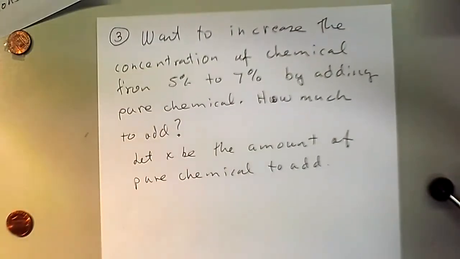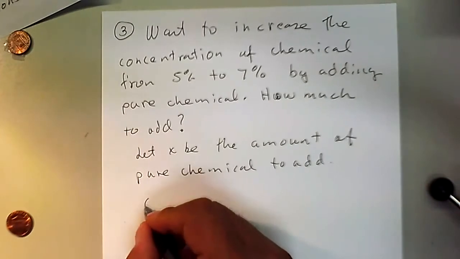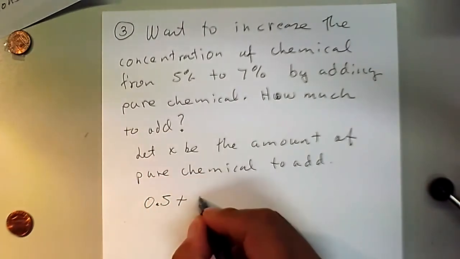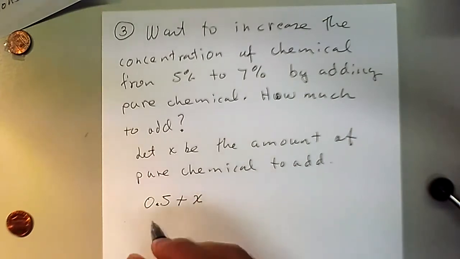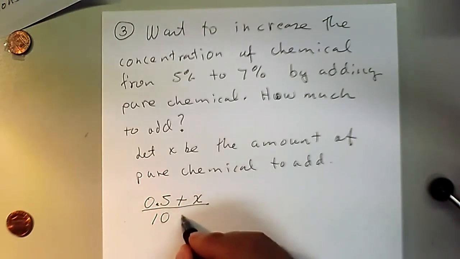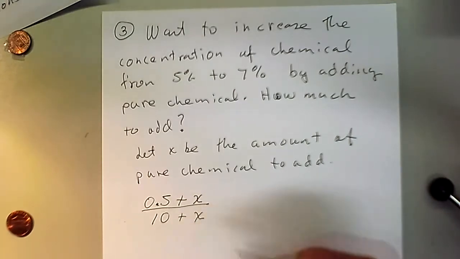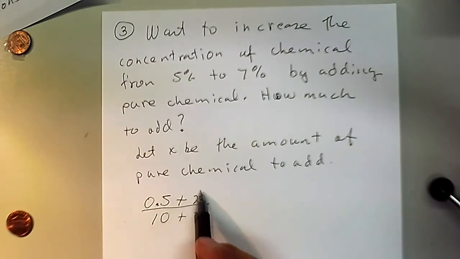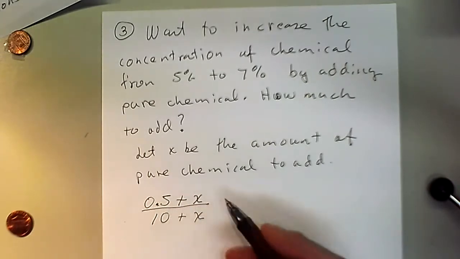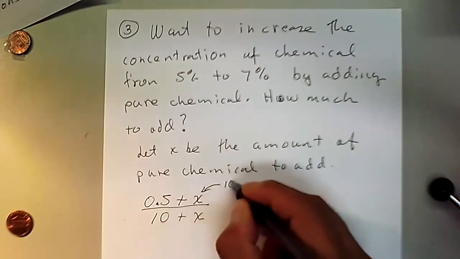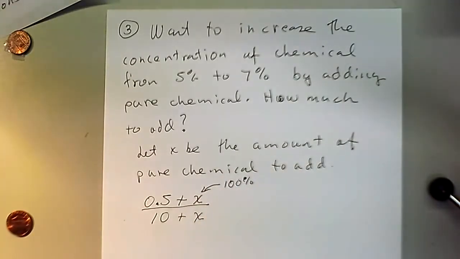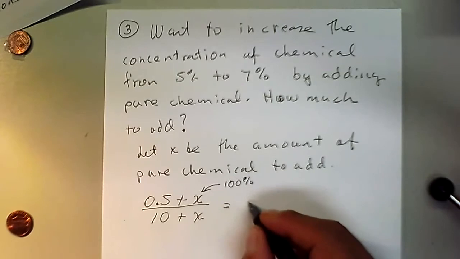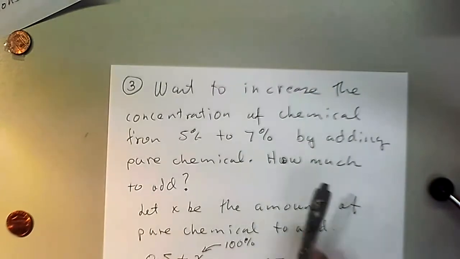All right. So we already figured we have half a gallon. We're going to add pure chemical. We had 10 gallons, and we're going to add pure chemical. So this is the total volume. It's pure chemical, and this is the actual amount of the chemical, which, because it is pure, is 100%. So by x, we mean 100% concentration. So it's 1.00x. And we want this to be 0.07 because we want to increase the concentration.